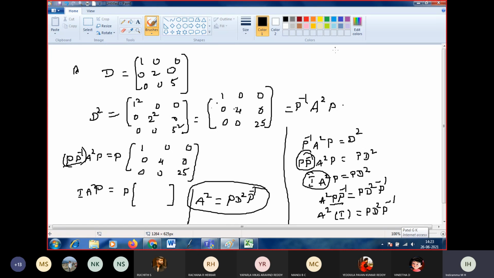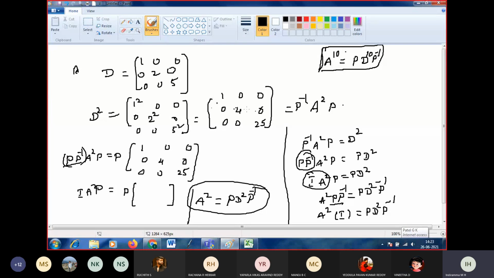Suppose I want A to the power of 10. It is very difficult for us to multiply the matrix A 10 times. Instead of that we can consider P into D to the power of what? What is the formula to find A power 10? P D power 10 into P inverse.